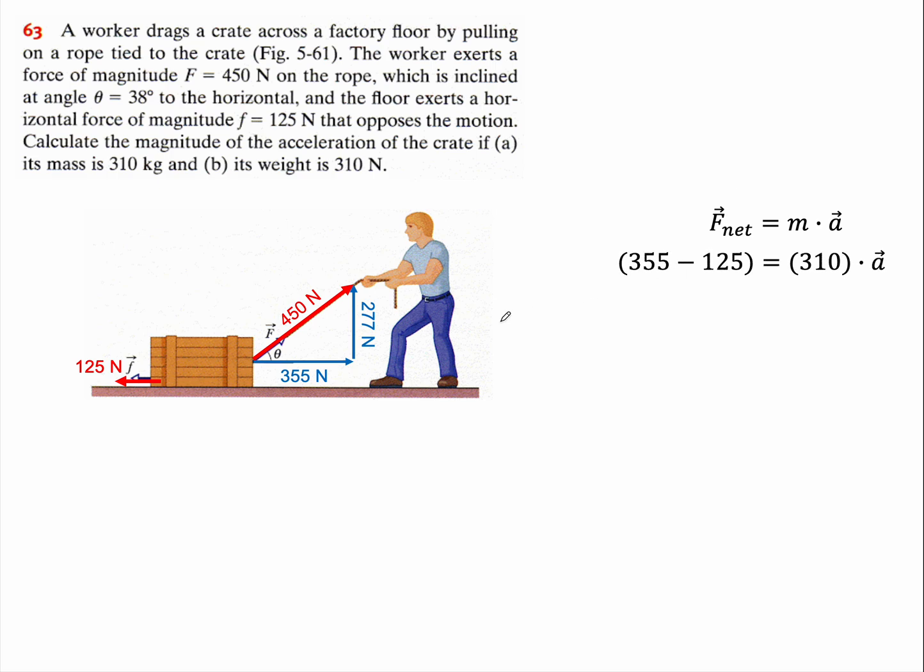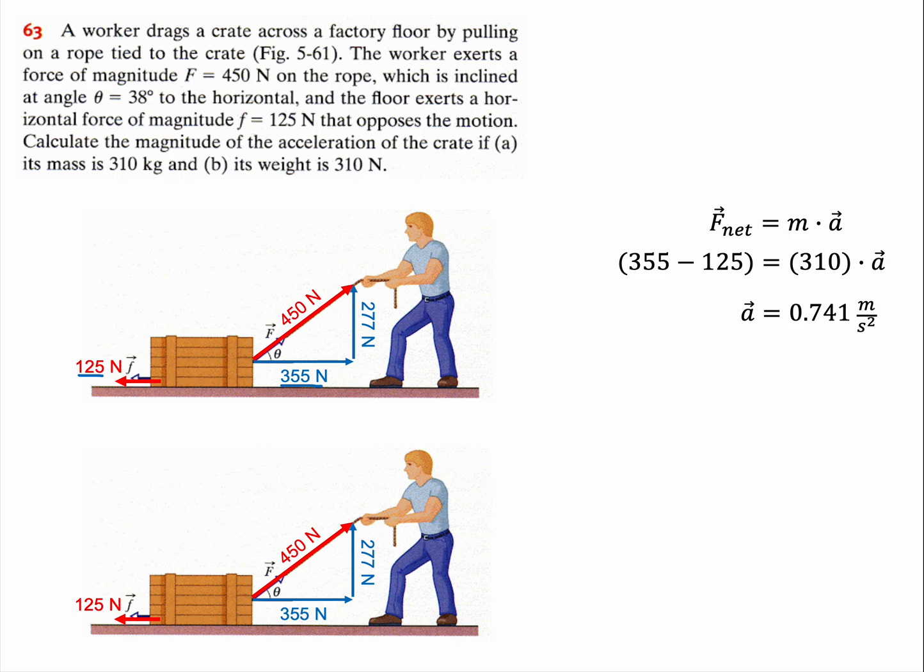What's the net force? Well, horizontally, we've got the 355 newtons acting this way, 125 acting against it, so net force, the difference between those two. Mass of the crate is 310 times the acceleration, and boom, you've got it. The acceleration of the crate would be that.